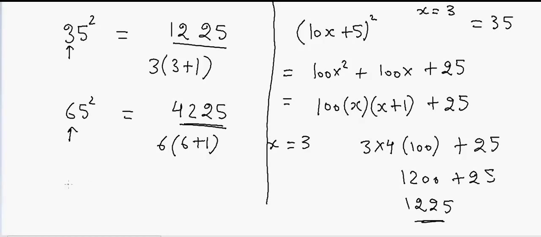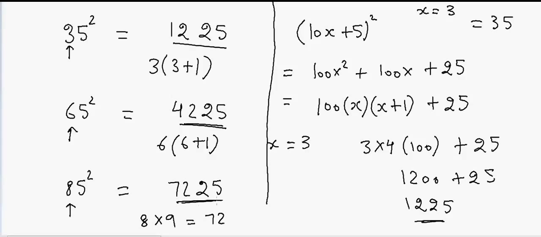Another example, if I have 85 square and I want to do a square, that will be equal to 25 at the end, and we'll do 8 into 9, that's equal to 72. So the answer is 7225. So this is how this trick works.